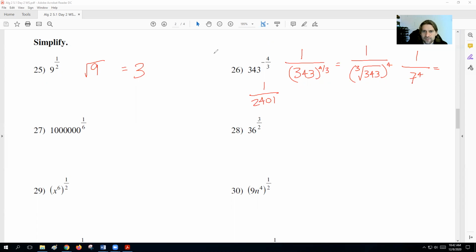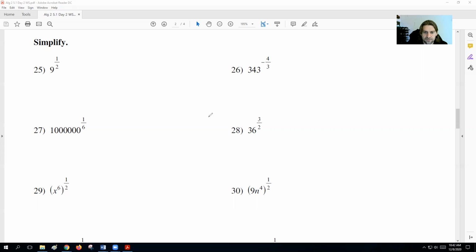Maybe let's do one more of these problems since these ones are a little bit difficult. Let's do, how about the last one? 9n to the 4th to the 1/2 power. So this would be the square root. That's what the 1/2 power of 9n to the 4th. Well, we just did this the other day. The square root of 9 is 3. If I have n to the 4th, I'm taking the square root. I'm going to take 4 divided by 2, n squared.